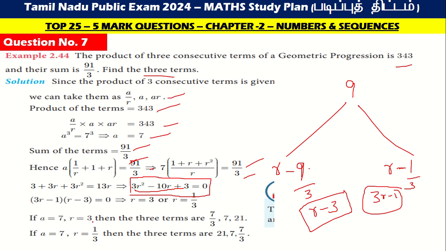So when a is equal to 7 and r is equal to 3, it means 7 by 3, 7, 21, and the other one is 21, 7, 7 by 3. Let us go to the next one.